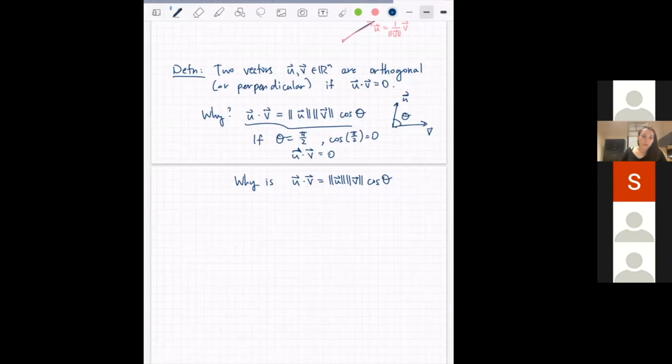Okay, so we can justify this using the law of cosines, which you may or may not remember, but it does say that, in our notation using norms, the norm of u minus v, squared, is equal to norm of u squared plus norm of v squared minus 2 times norm of u times norm of v times cosine theta.